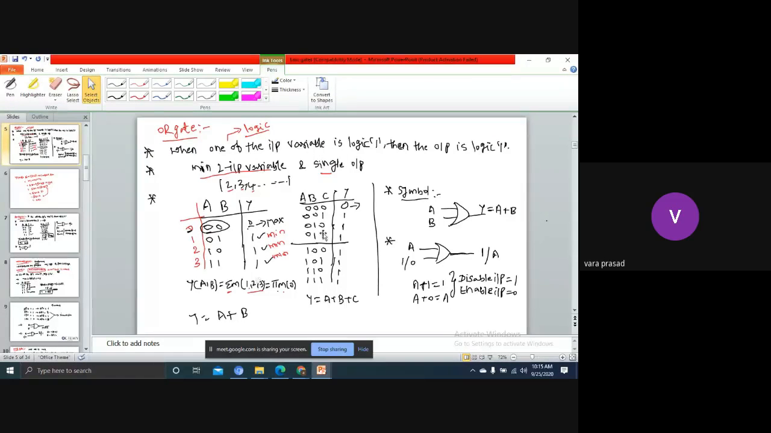Okay, next, 3 input variables a, b, c. If I consider the OR gate, this is the decimal equivalent. Here I am going to write 0 1 2 3 4 5 6 7, total 8 combinations, from 0 to 7. Now what is the logic? When one of the input variables is logic 1, then output is logic 1.